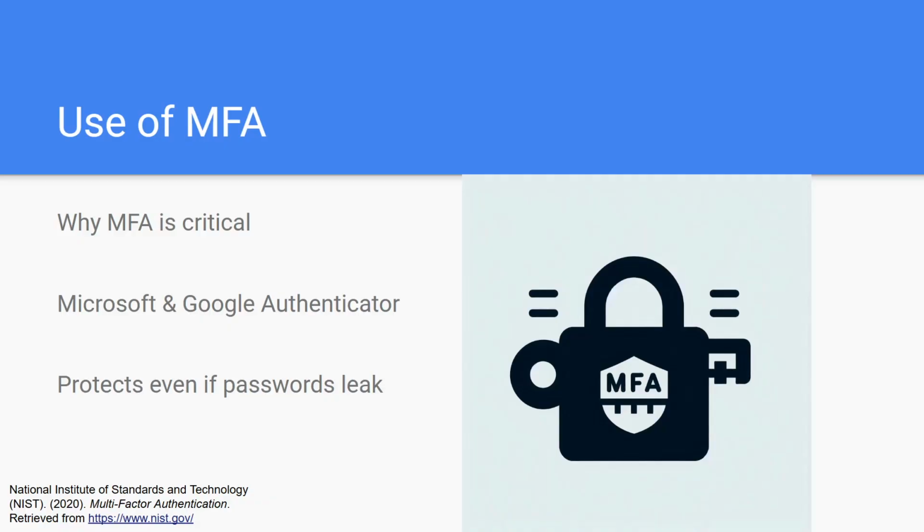And one common form is time-based one-time passwords, or TOTP. And these are temporary codes generated by apps such as Google Authenticator or Microsoft Authenticator. So even if someone steals your password, they won't have access to that second factor that is within those apps.